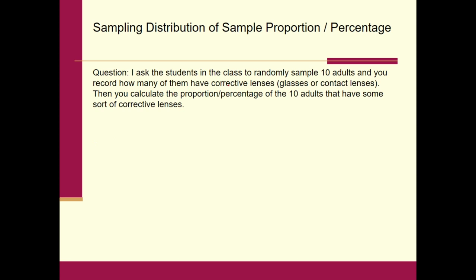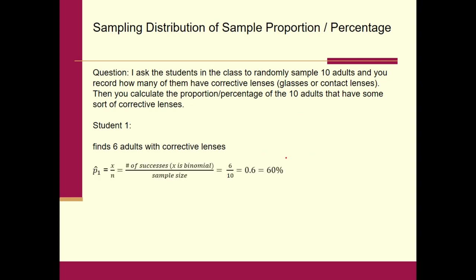All right, let's get back to our main focus. So here's the question. I asked the students in the class to randomly sample 10 adults, and you record how many of them have corrective lenses, so glasses or contacts. Then you calculate the proportion or percentage of the 10 adults that have some sort of corrective lenses. So student number 1 finds 6 adults with corrective lenses. Remember, finding a person with corrective lenses is a success here. Doesn't sound very much like a success, but it is here. So that means X is 6. And how many adults did we look at? 10, right? So we have 6 over 10, or 0.6, or 60%.